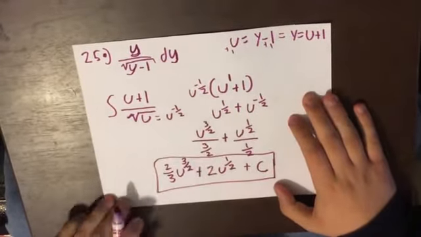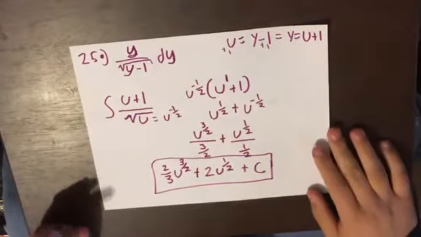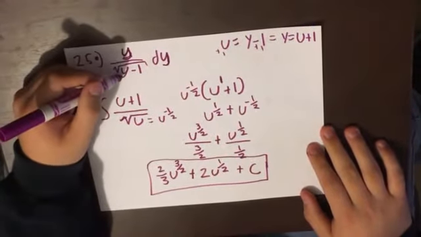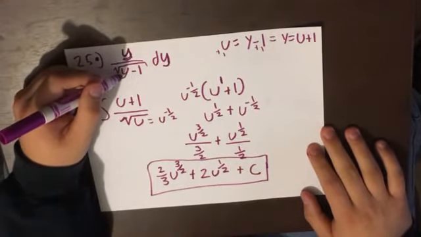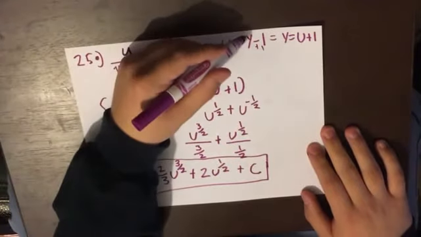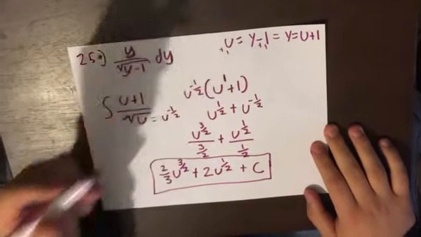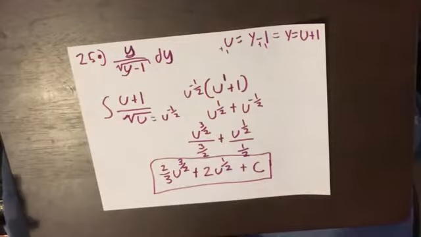I know it's kind of counterintuitive. Let me try to explain it once again. Because we cannot find an antiderivative for this, because that basically just means y minus 1 is just y to the 0 power, just 1. You just can't have that.